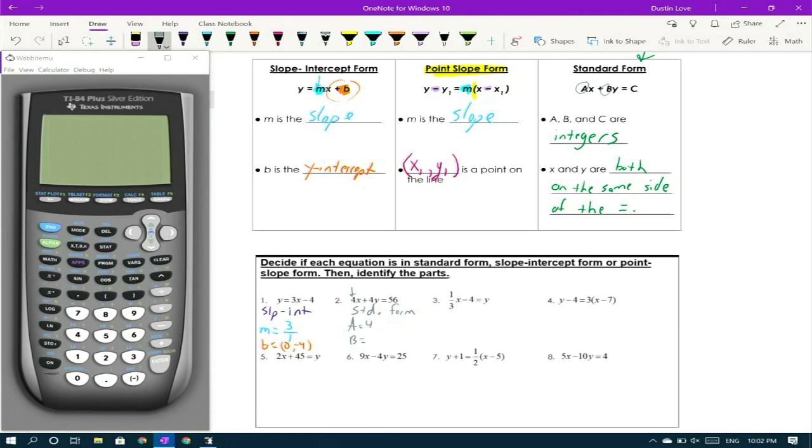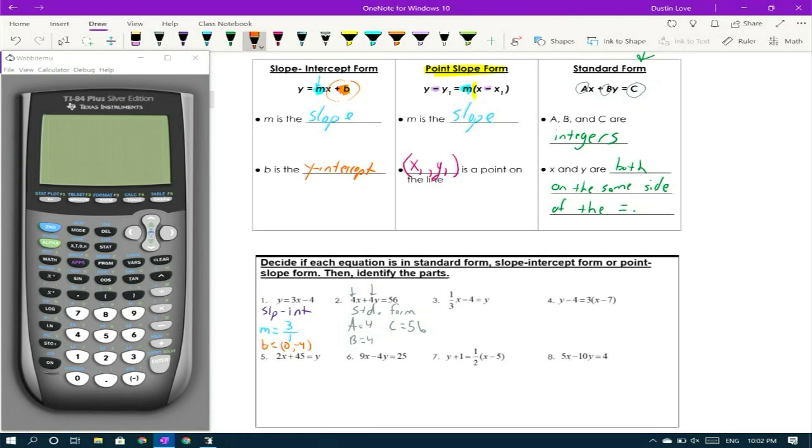B is the number in front of y, another 4. And C is the number on the other side of the equal mark, which is 56. Okay, number 3, 1/3 x minus 4 equals y.